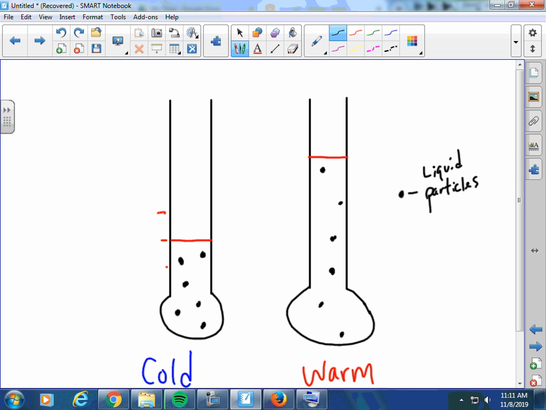So how am I going to show that difference? Jacob? Little arrows on the cold. Okay, you guys agree with that? Does it matter what direction they point? Okay. So I'm going to do just little arrows here. Just picking random directions. And then here, they're going to be longer ones, right?